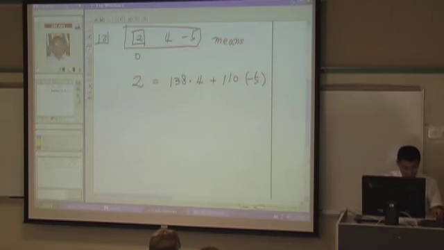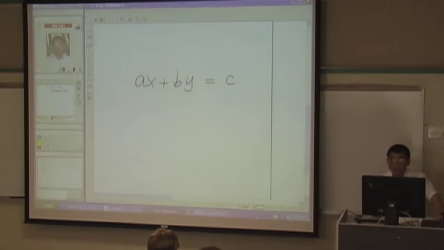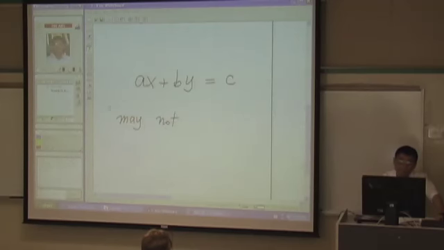Then the next thing is solving Diophantine equations of this type. Generally, how to solve ax plus by equals c. How can you solve this kind of thing? First of all, solutions may not exist.